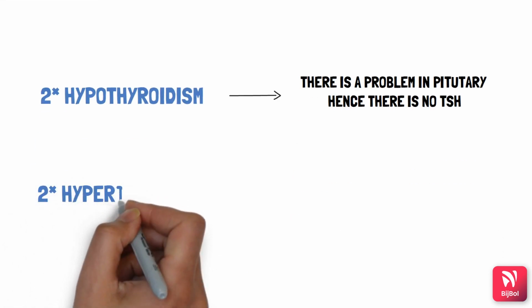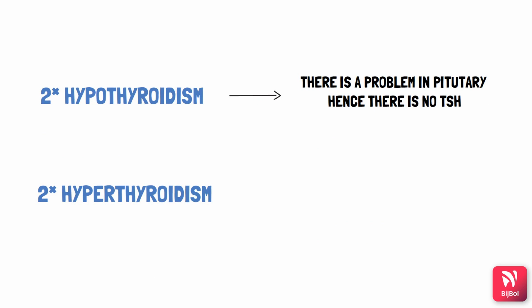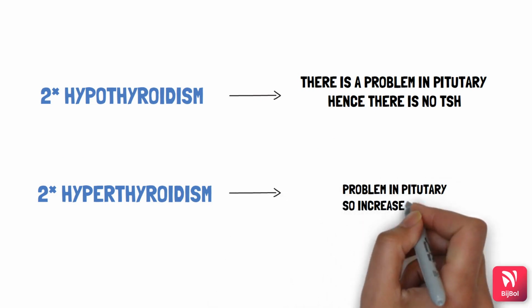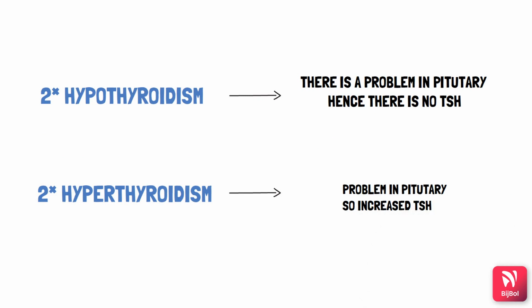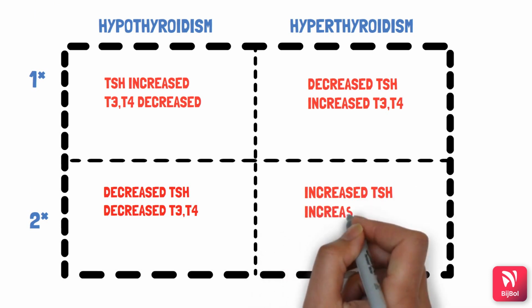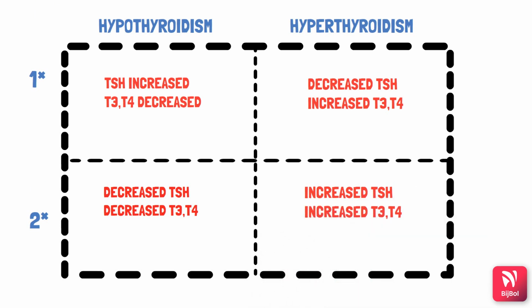Now when we are talking about secondary hyperthyroidism, here is a secondary disorder. Again there is a problem in the pituitary. Here there is increased TSH production by the pituitary, because of which the gland forms more and more amount of T3 and T4. So this is secondary hyperthyroidism. So we need to have a good understanding of this table, as it will help in diagnosing the patient if he has hypo, hyper, primary or secondary thyroid disorder.